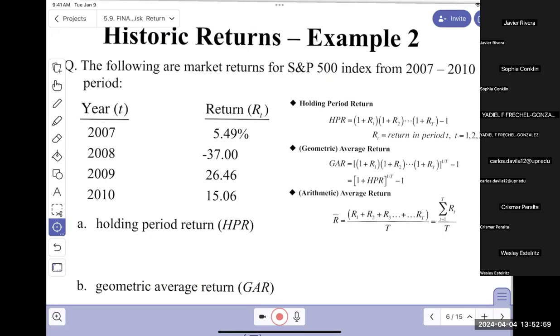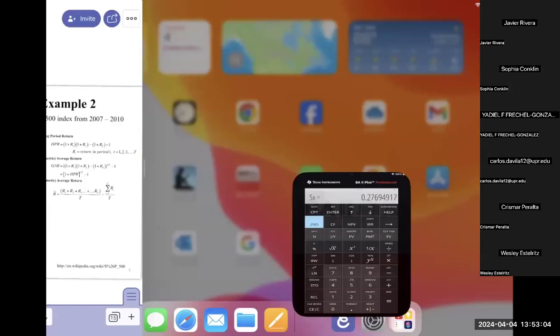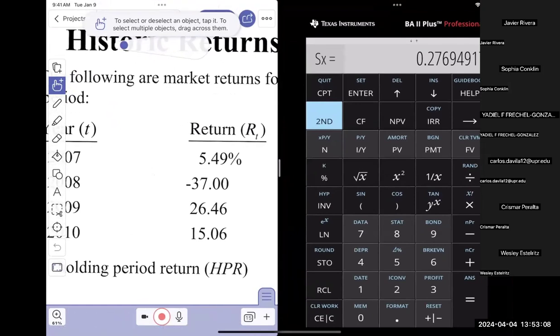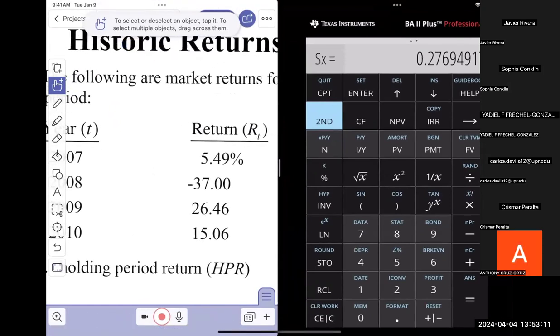So I'm going to calculate it using the calculator. You can watch me. You can work on your own, but let me know if you want me to go slower. So what I have to do is multiply the accumulation factors. 1.0549, I'm going to store that in 1. And then 1 minus 0.37, because it's 1 plus negative 0.37. So I'm going to just minus and store in 2.